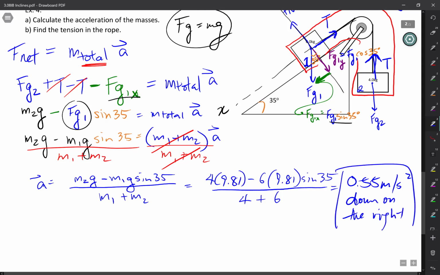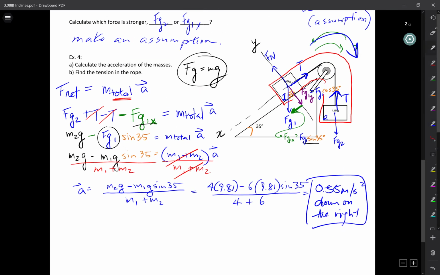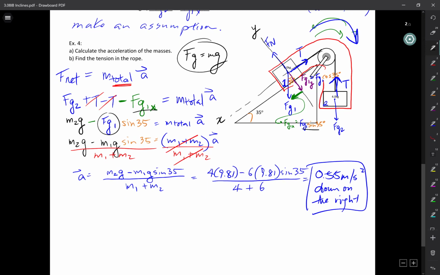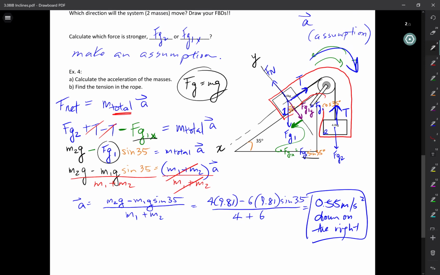Now, if you had assumed that the system went in the opposite direction, you're still going to get the same number that I did, except it will be negative. And if you get that negative sign, it just means that your whole system will be accelerating in the opposite direction. You do not need to fear having to make an assumption, because how you set everything up is going to self-correct at the very end. I just got lucky in assuming the right direction.